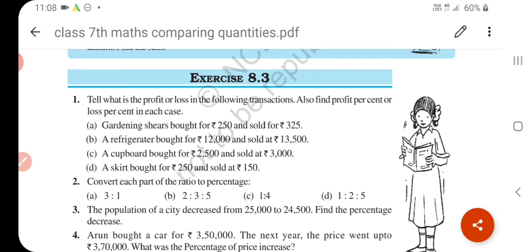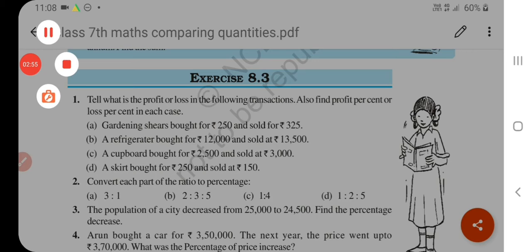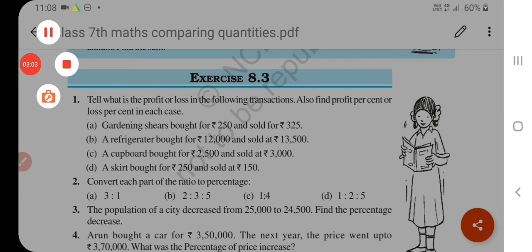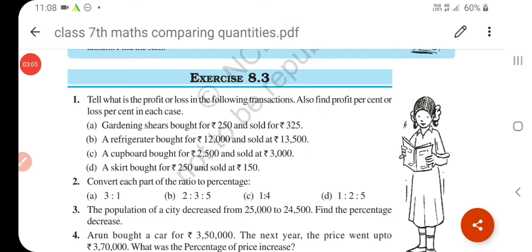Okay, the money paid by the shopkeeper to purchase an article is called the cost price. Okay, that is called CP. And the money he gets by selling the same article is called the selling price, that is called SP. Okay, understand? Now, if the selling price of an article is greater than the cost price, we say that the shopkeeper earns a gain or profit.